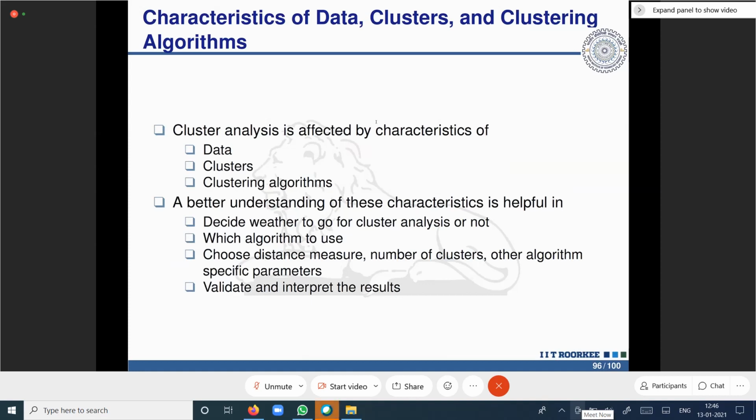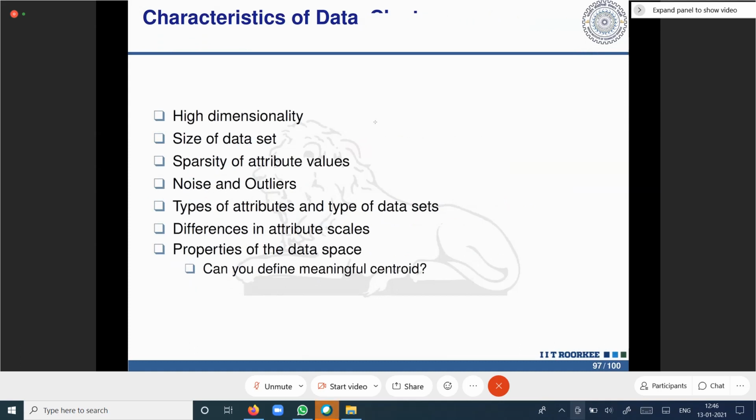If they are globular, then we can go for k-means. If we want to find hierarchy, then we go for hierarchical clustering. If the density varies, then we should go for a density-based algorithm. Then we can choose an appropriate distance measure, number of clusters, other algorithm-specific parameters, find the results, and last but not least, validate and interpret the results. We should be able to show that these points indeed belong to different clusters, and what the physical significance behind it is.